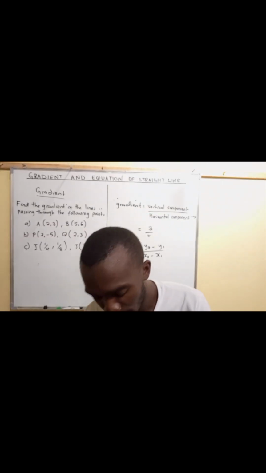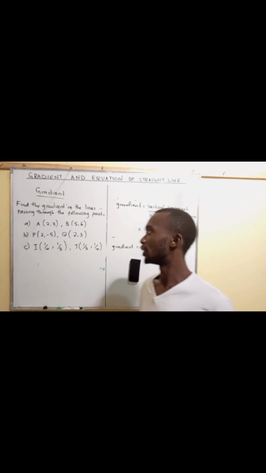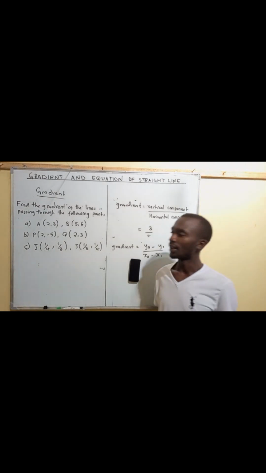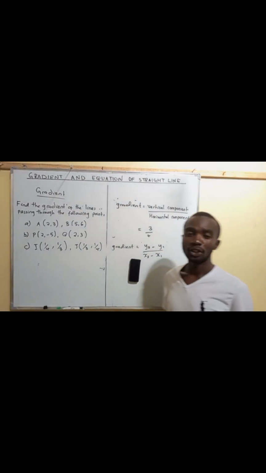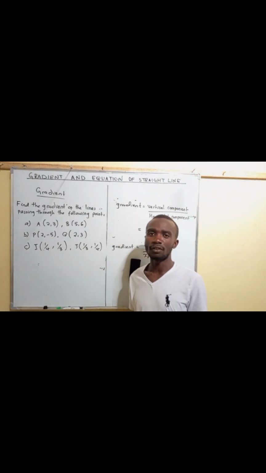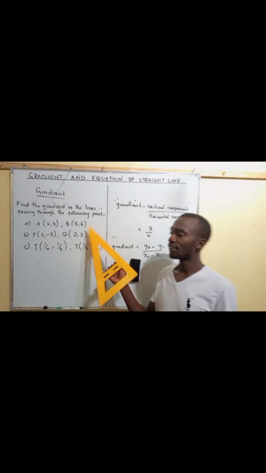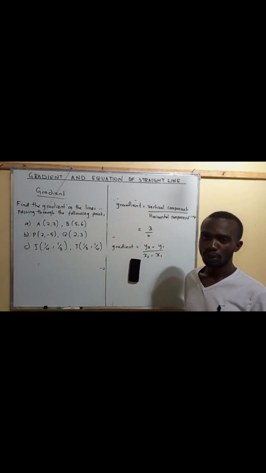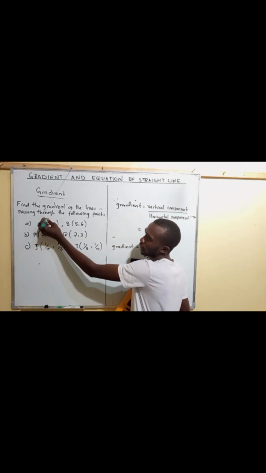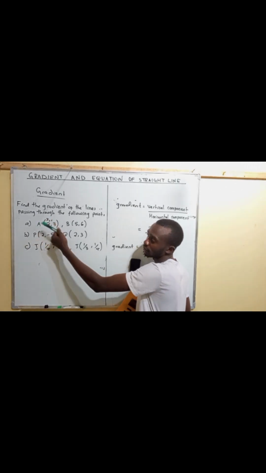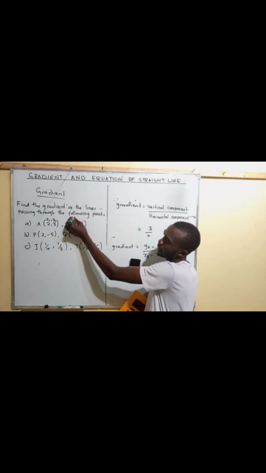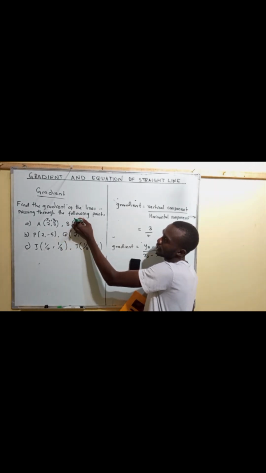Now let me start by solving the first example on the board. Find the gradient of the line passing through the following points. The first points we have are point A, whose coordinates are 2, 3, and point B, whose coordinates are 5, 6. I can call the first coordinate of A, which is 2, x1, and the y coordinate y1. Then for B, this 5, I call it x2, then y2.